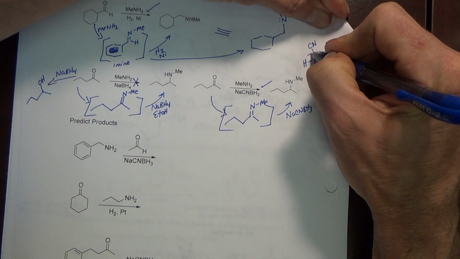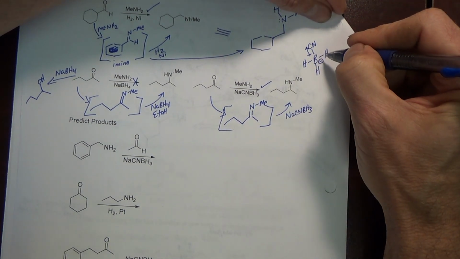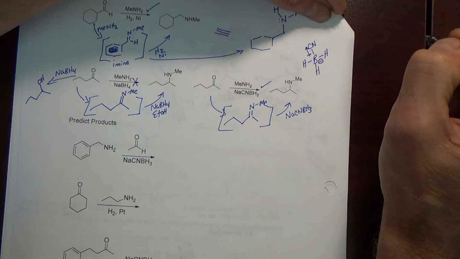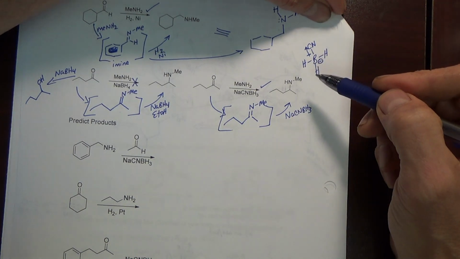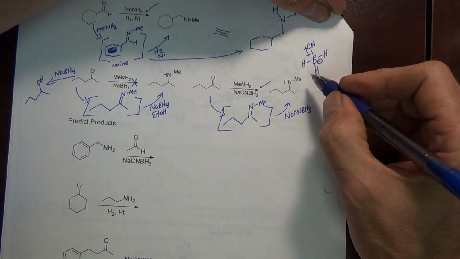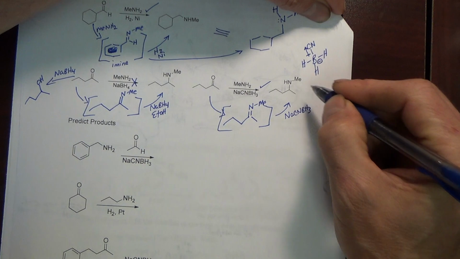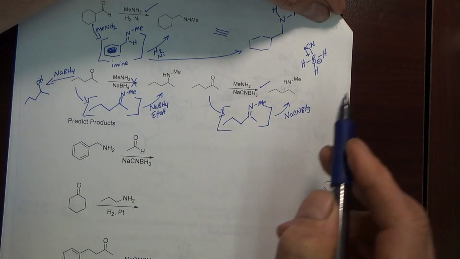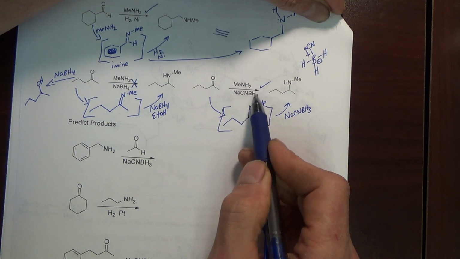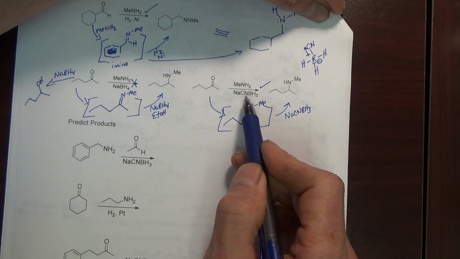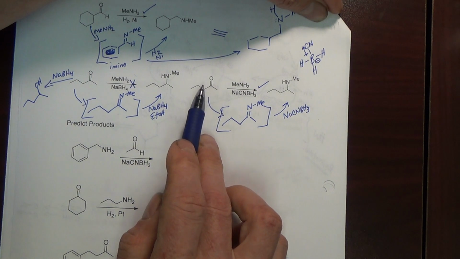But because the cyano group is electron withdrawing, it's not as strong of a hydride source. It's weaker. And it turns out it will only reduce the imine. And because of that, we can include both the amine and the reducing agent together. And we have a nice reductive amination of an aldehyde or ketone.